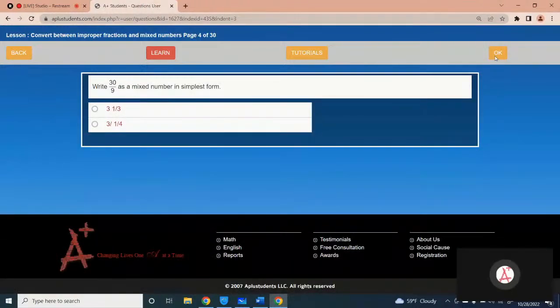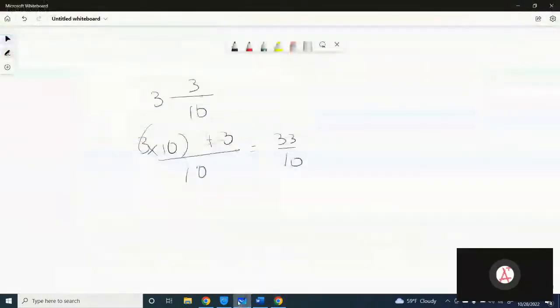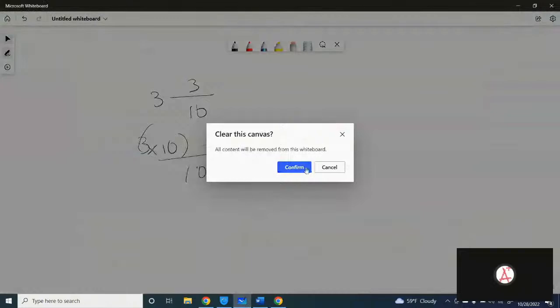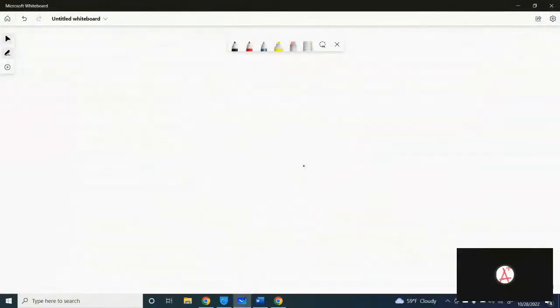Okay, write 30 by 9 as a mixed number in the simplest form. Okay, let's write 30 by 9. First of all, think of a common number that can divide both numerator and denominator. Yes, you can divide them by 3. So 3 times 10 is 30 and 3 times 3 is 9.